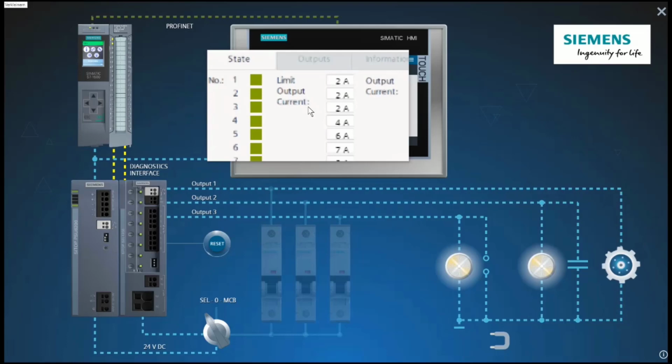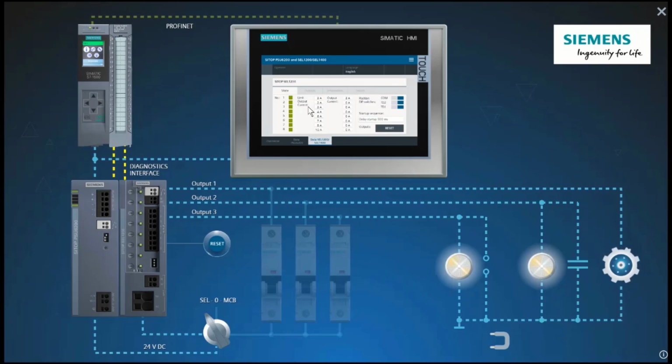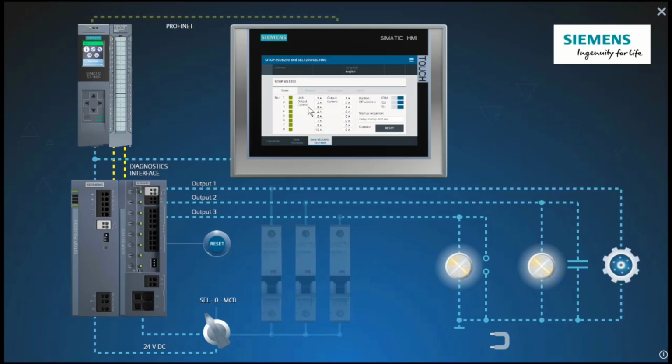This is because the SITOP SEL1200 add-on module has a switching characteristic, which means that the SEL1200 allows very high currents for a short time. This enables capacitors or motors to be switched on where other protective devices would trip.